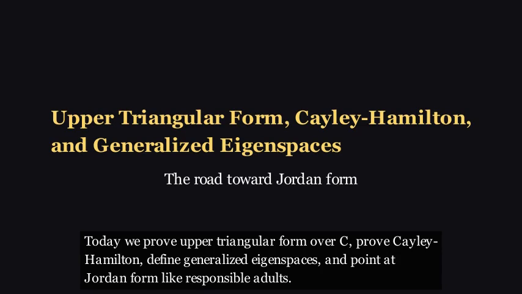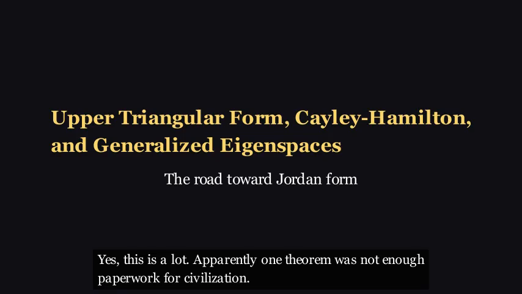Today we prove upper triangular form over complex numbers. Prove complex number Cayley-Hamilton. Define generalized eigenspaces. And point at Jordan form like responsible adults. Yes, this is a lot. Apparently one theorem was not enough paperwork for civilization.